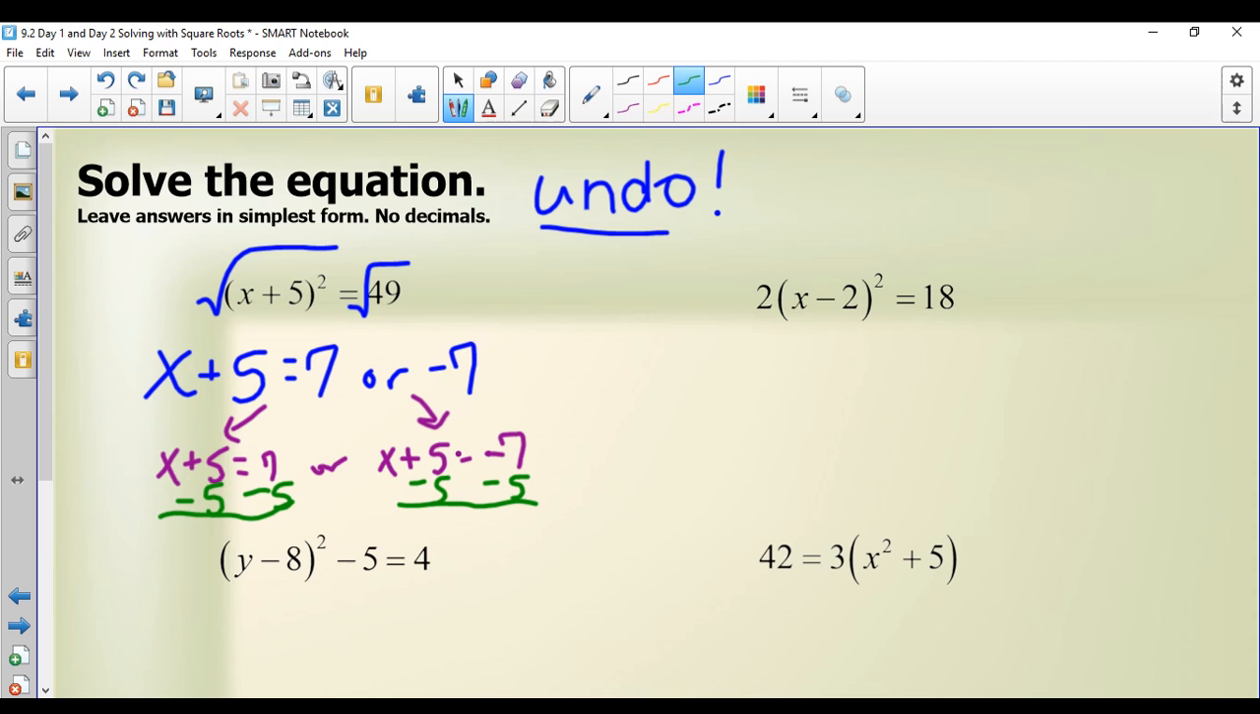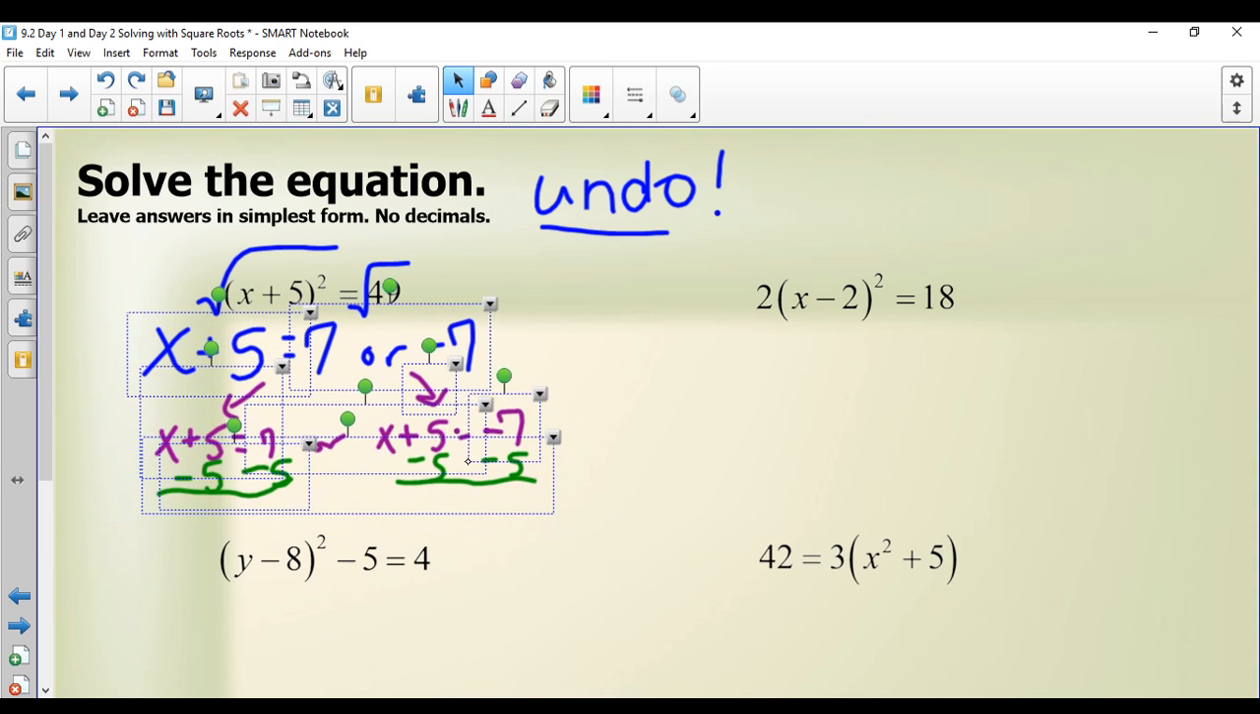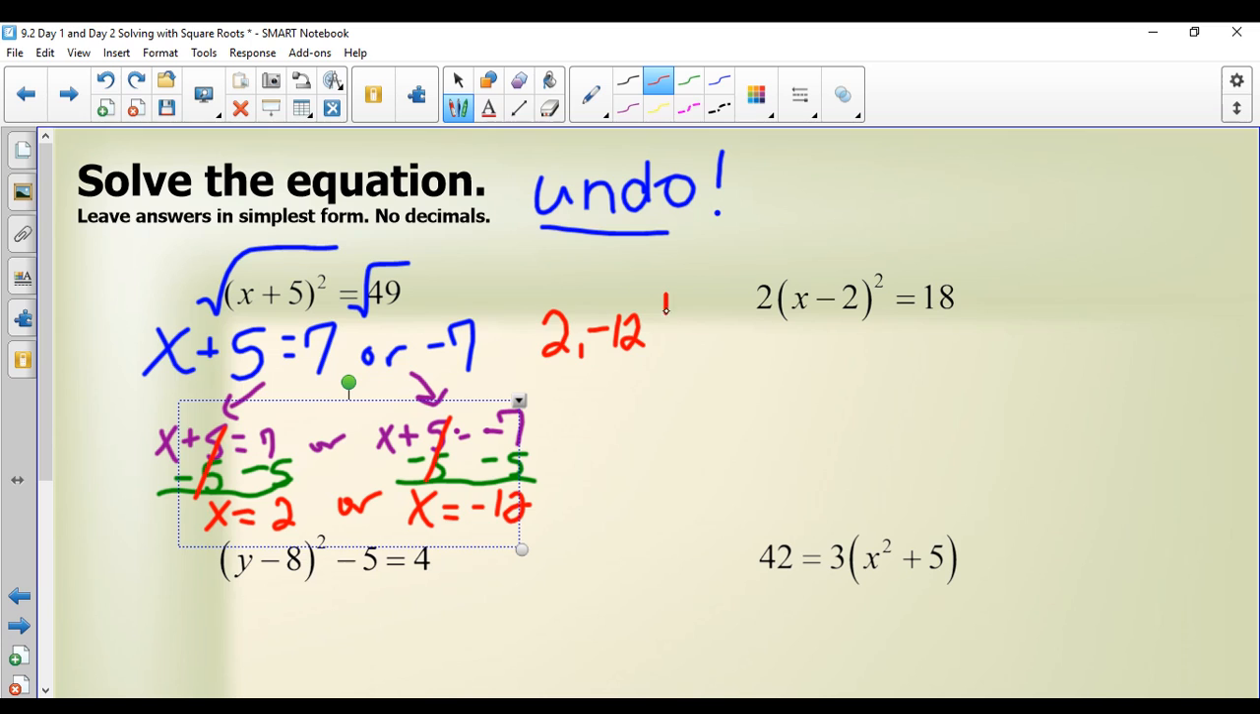Just because I ran out of space a little bit here, I'm going to switch this up just a teeny bit because I wrote way too big on that first line. And so we can get rid of our 5's. So 7 minus 5 gives me 2. Or we can get rid of our 5's here, and -7 minus 5 gives me -12. So we have two possible answers, 2 and -12, for our solution.